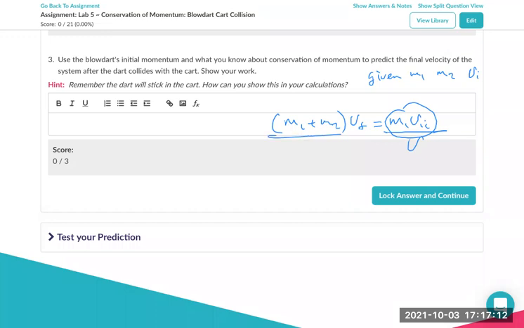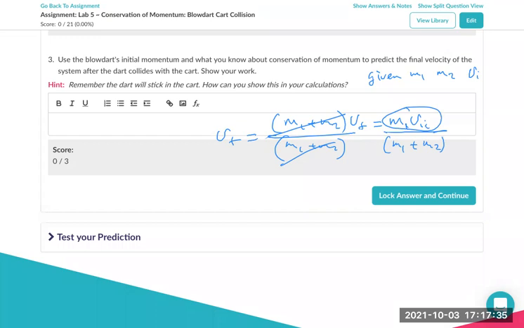Sorry, I apologize. Divide them by M1 plus M2. So once you do that, you cancel that. That means the V final is going to be the momentum of the blow dart divided by their combined mass. Then you will have the final velocity.